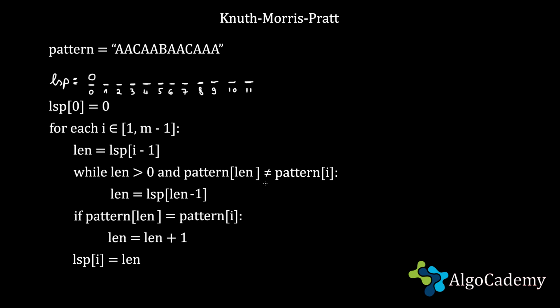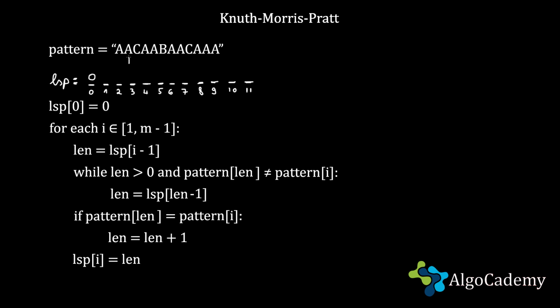And we do this until we find a good match. Now, when this while loop finishes execution, it is either because len became equal to 0 or because these two are equal. So what I need to do is check if they are indeed equal, and if they are, I will increment the len, and in the end LSP of i becomes equal to len. I've chosen yet another example to really showcase how the algorithm works, because I know it is not easy to understand. So LSP of 0 equals 0.